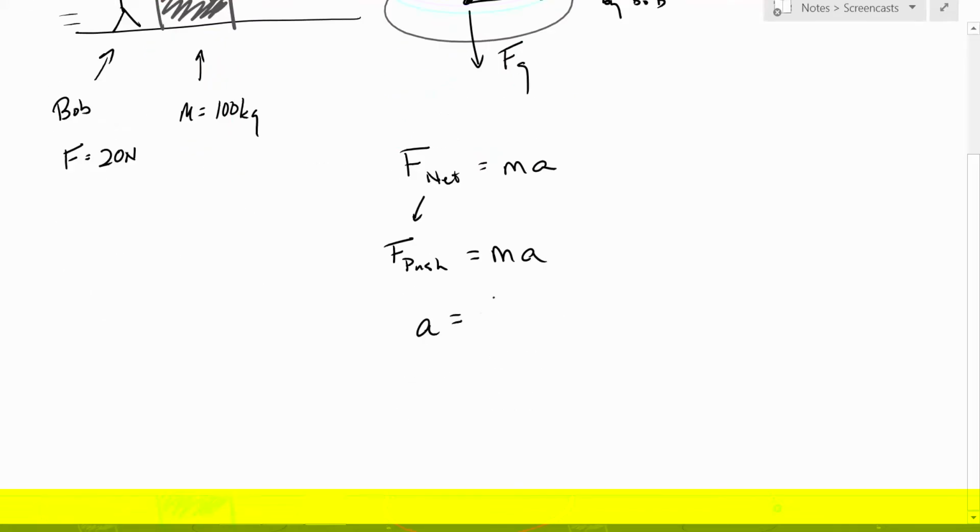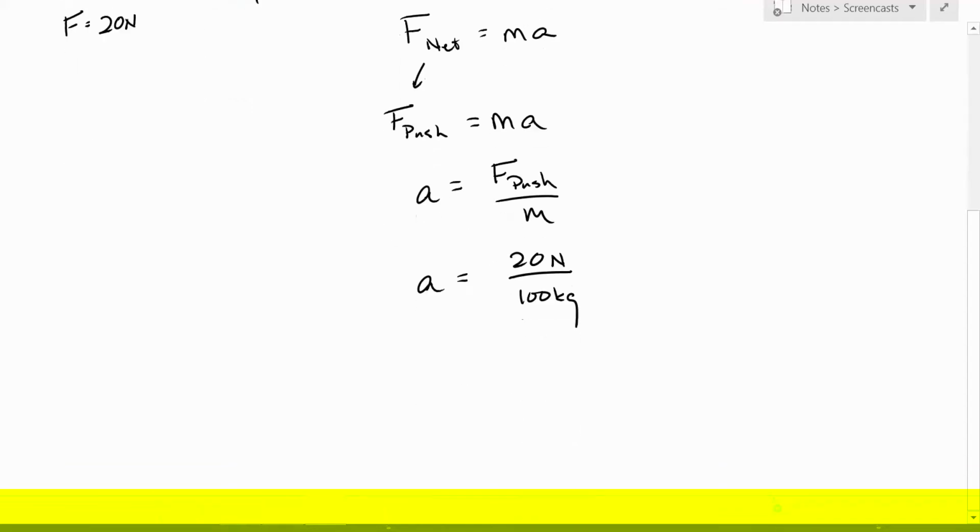So the acceleration of the chest should be his pushing force divided by the mass, which should look something like 20 newtons divided by 100 kilograms. Or, let's see, that would be 0.2 meters per second squared. So this is what Bob thinks should be going on. But Bob notices as he pushes it, he is in fact seeing an acceleration smaller than this. Actual acceleration of it, 0.1 meter per second squared.